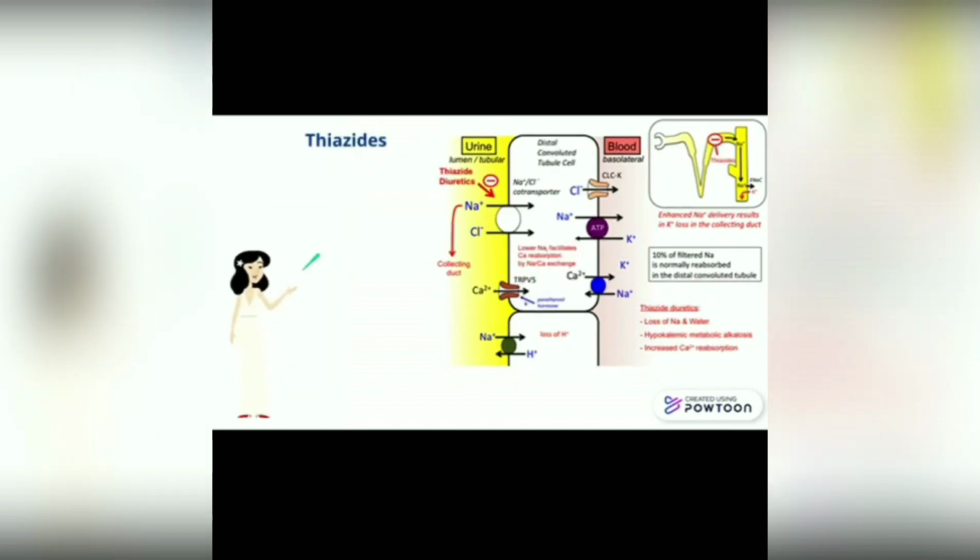Thiazide diuretics compete for the chloride binding site on the sodium-chloride co-transporter that is selectively expressed in the distal convoluted tubule, inhibiting its ability to transport ions. Inhibition of the co-transporter lowers intracellular sodium, which then results in a lowering of intracellular calcium mediated by the sodium-calcium exchanger expressed on the basolateral membrane.